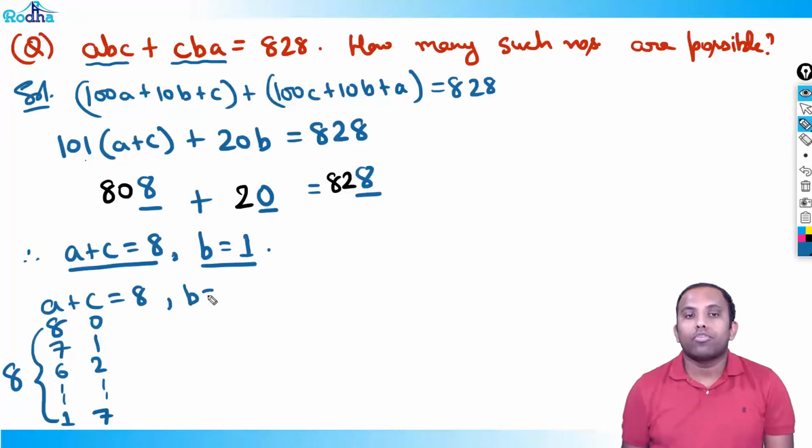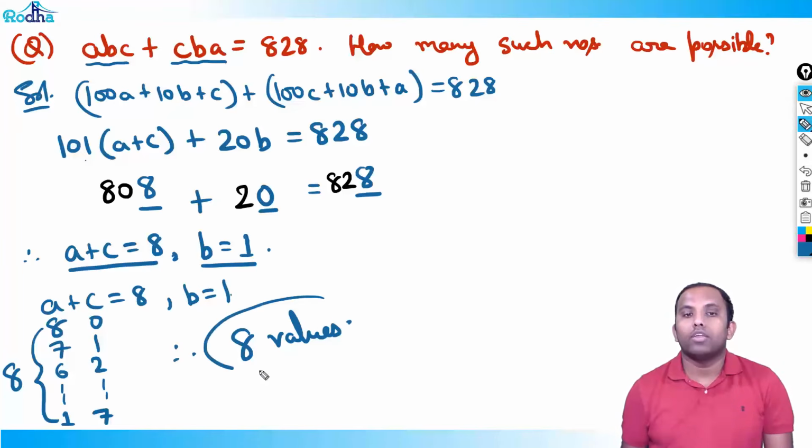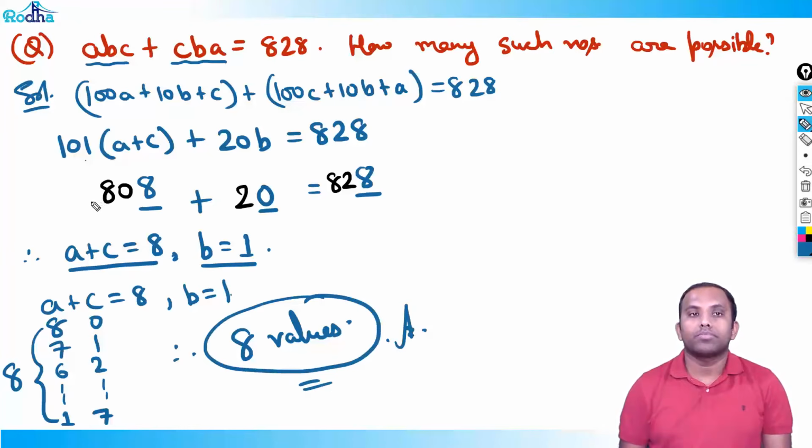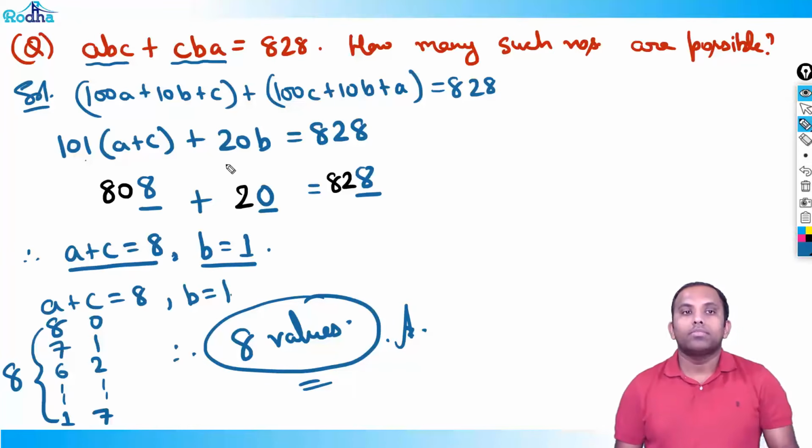Since B has got a fixed value as 1, so every time B is equal to 1 only, right? B is always 1. So there are 8 values and B is only 1 value. So therefore total how many values are possible? Total 8 values are possible. What is the answer? Answer is 8 values. Okay, I hope it is clear, right?